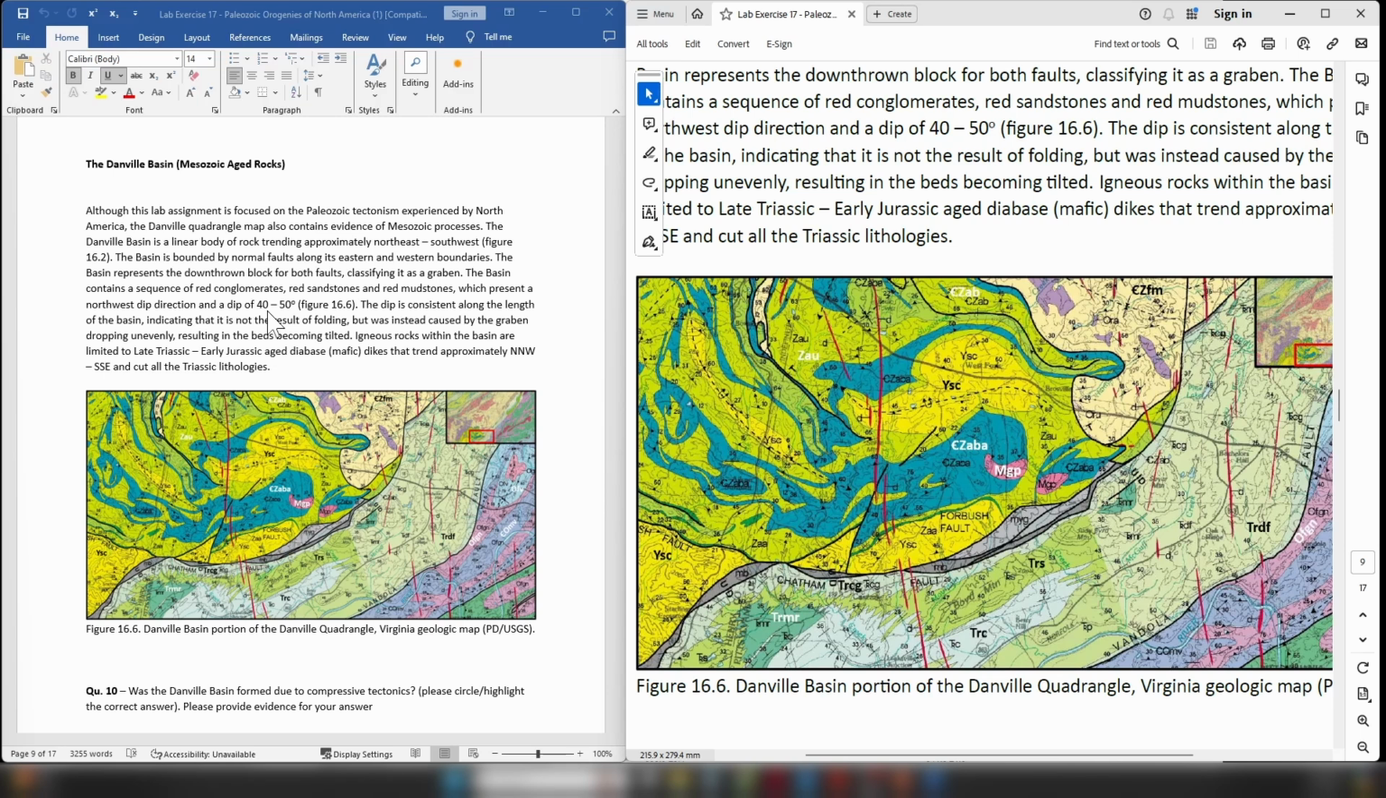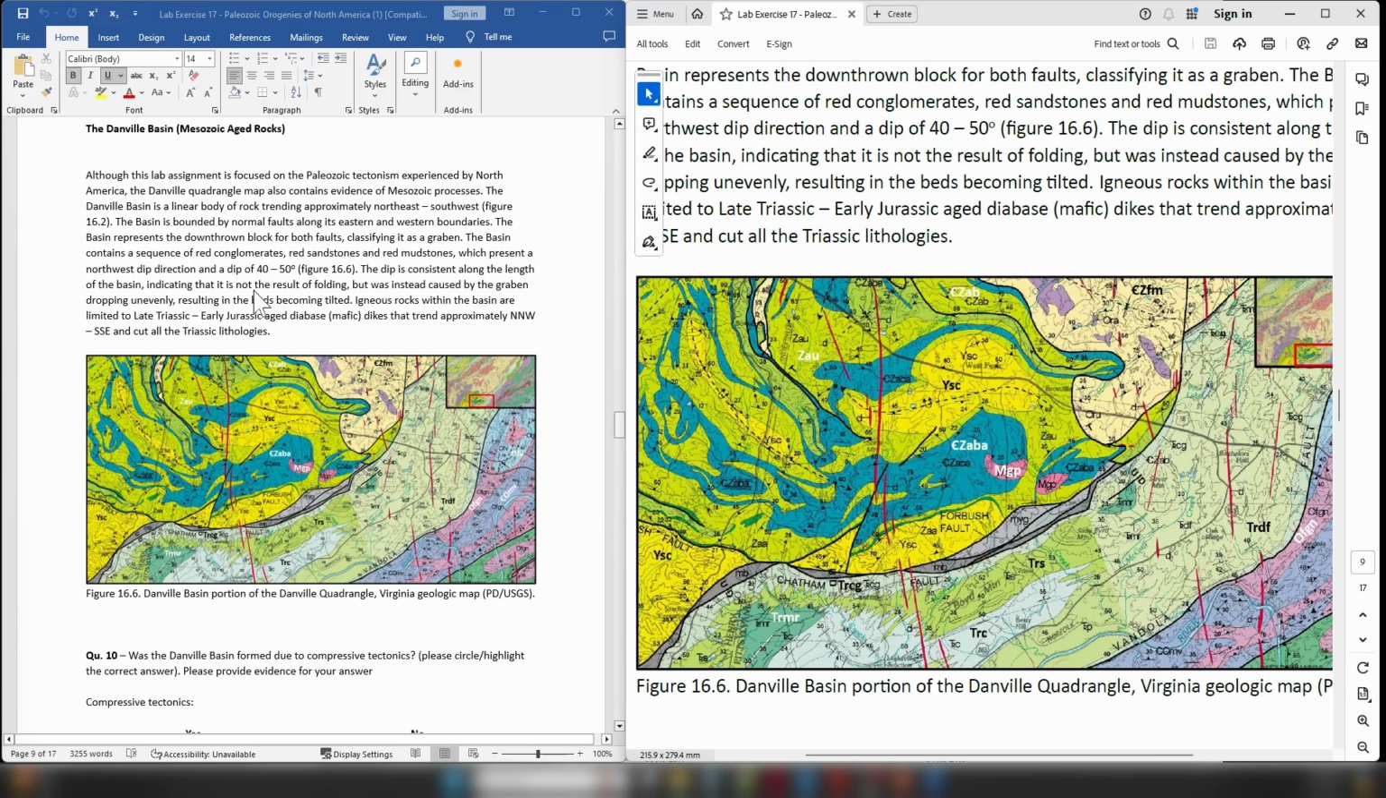But instead what's happened is this block of rock has just dropped down as a whole, complete block. And as it's dropped down, it's rotated. And it's this rotation as this block of rock has dropped which has caused the dip in these layers of sedimentary rock. So that's telling us something about how the graben is behaving. It's causing this block of rock to drop down unevenly, and that's resulted in this dip that we can see here.